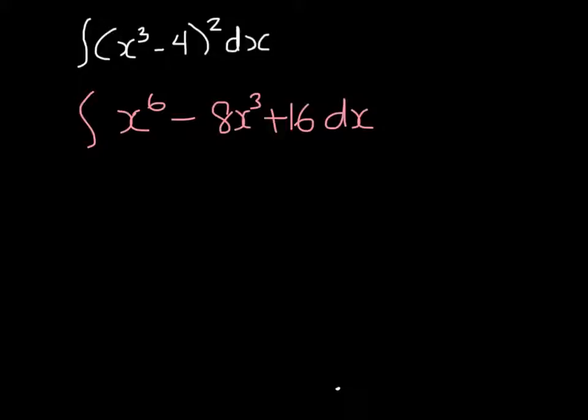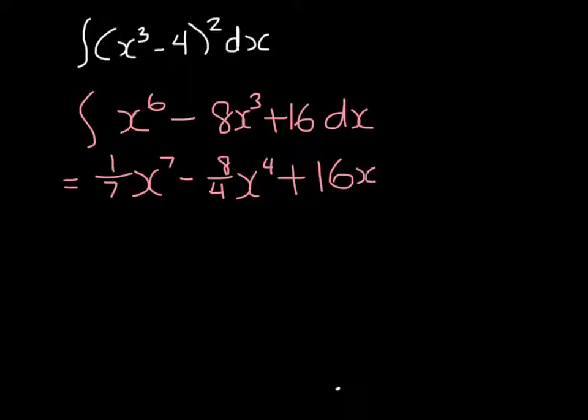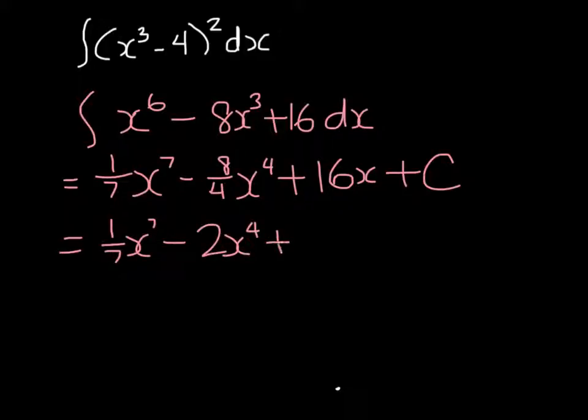So x to the 6th becomes x to the 7th, and then we have to divide by our new power. Similarly, x to the 3rd becomes x to the 4th, and we're going to have to divide by 4. And then our last term is just 16x. So we have to add in the plus c, of course. And this just simplifies to 1/7 x to the 7th minus 2x to the 4th plus 16x plus c.